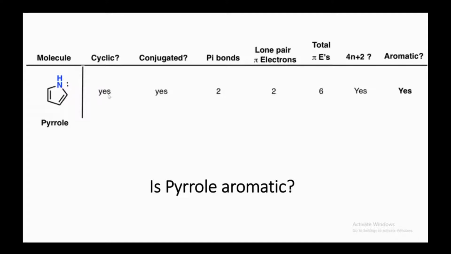The next question would be, does the compound have conjugation? Yes, it does have conjugation, because this lone pair of nitrogen is involved in resonance and all the double bonds are delocalized, and hence conjugation occurs. So we proceed to find out how many pi bonds there are. There are 2 pi bonds, and we will look for the lone pairs.